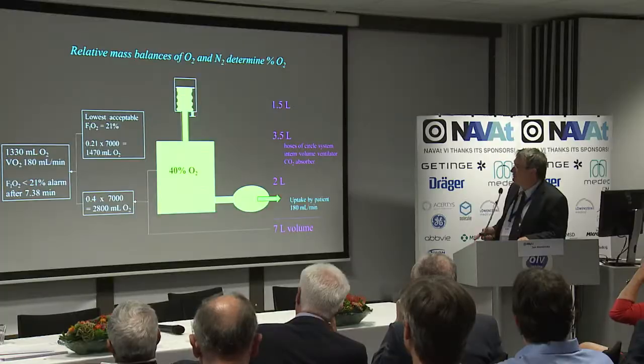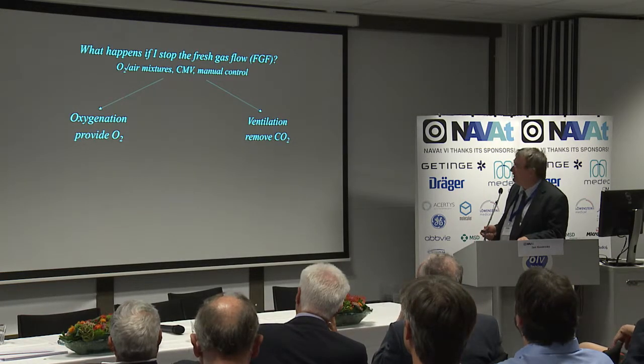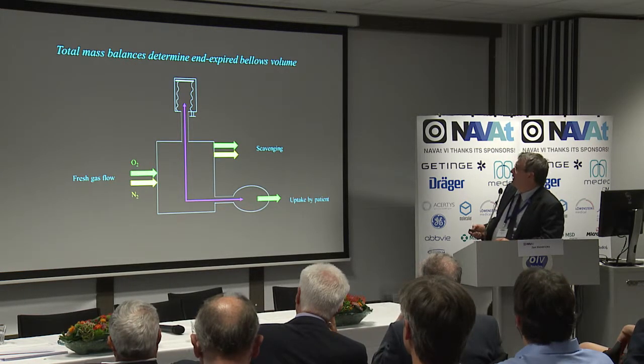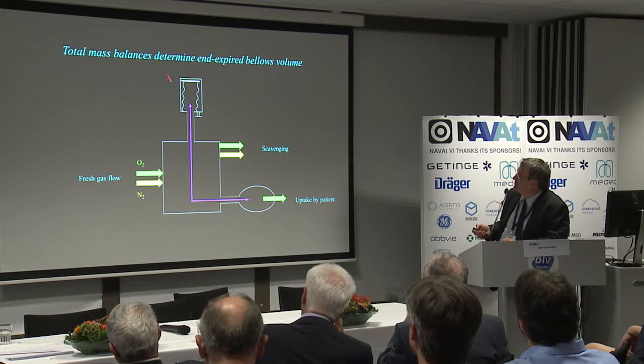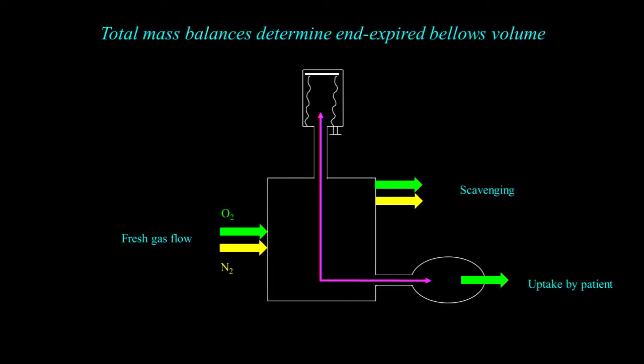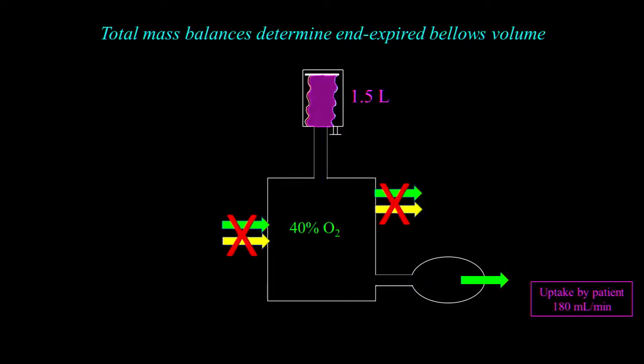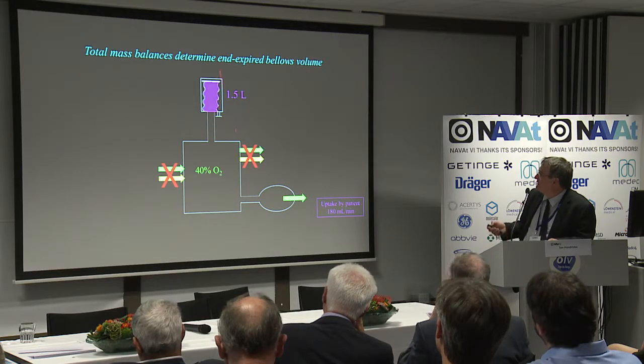So that's the oxygen. Now let's look at the CO2. Again, we have to look at the total mass balances because we have to consider the position of the bellows at the end of expiration. So again, I switch off my fresh gas flows, and here's the patient taking up 180 milliliters per minute.